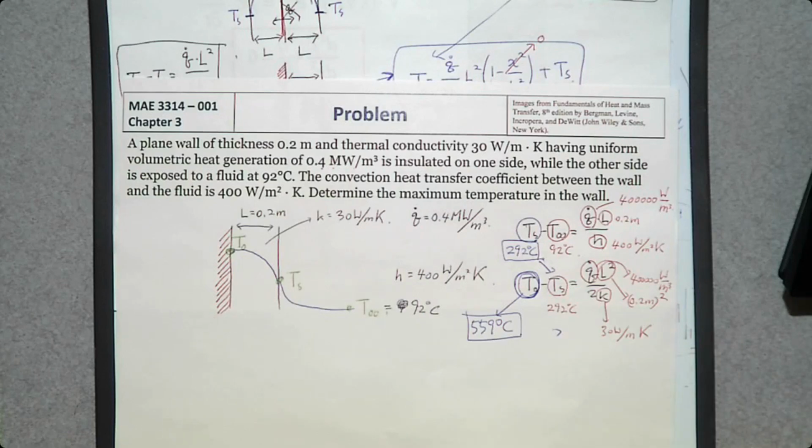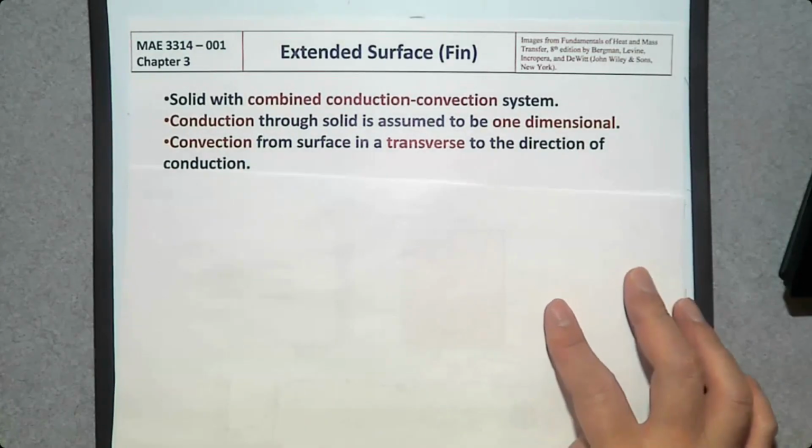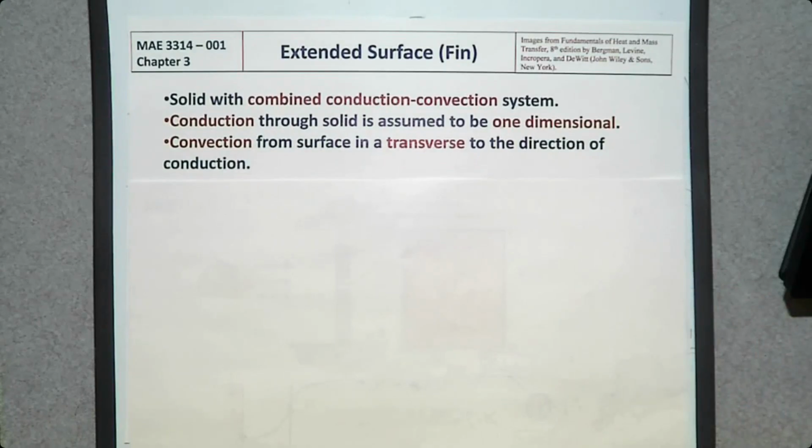So that is everything about one-dimensional steady-state heat generation. Then the last part of this chapter 3 is going to be fin analysis. So let's talk about the fin. Fin is a very widely used system, usually in a cooling system or heating system too.